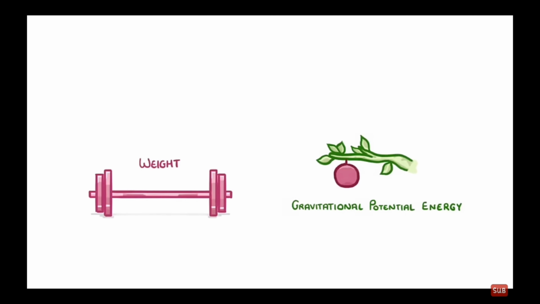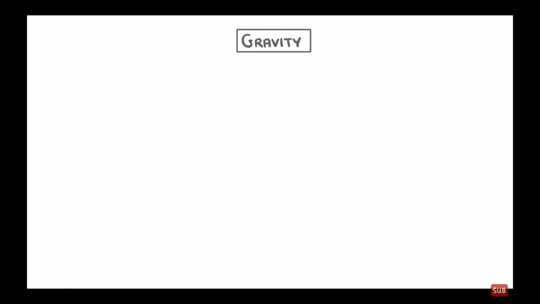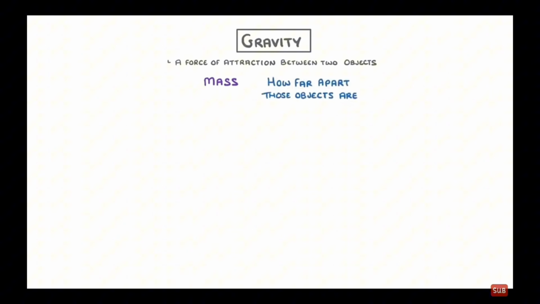In this video, we're going to take a look at weight and gravitational potential energy. First though, we need to understand what gravity is. You can think of gravity as a force of attraction between two objects, with the size of that force depending on the mass of those two objects and how far apart those objects are.